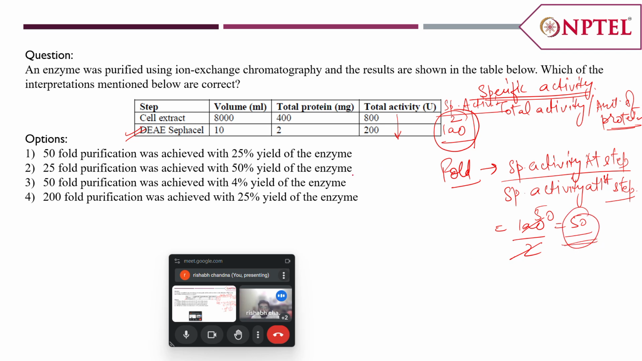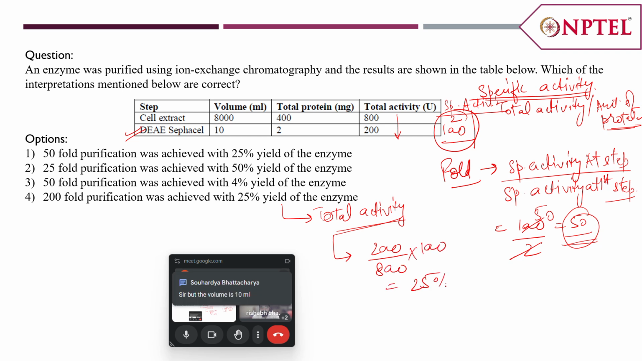Okay, and in the case of yield of the enzyme, we use the total activity. So what will be the yield here? It will be 200 by 800 into 100, so that will be around 25%. Yeah, that is not a problem, because here in 10 ml of the mixture, we have more protein molecules.